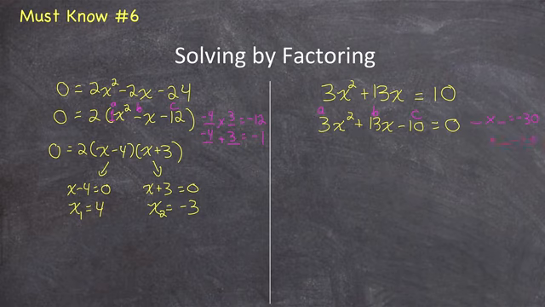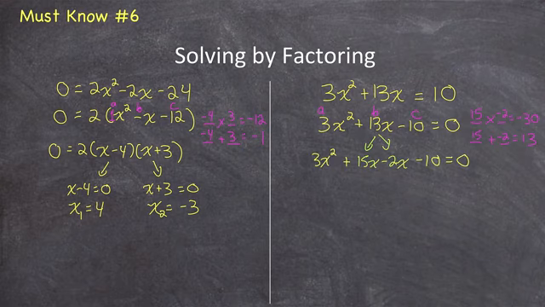The numbers that work are 15 and negative 2. So I have to split this middle term into 15x minus 2x. And now I factor by grouping. I'll remove a common factor from the first two terms.